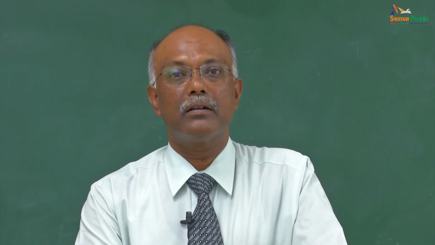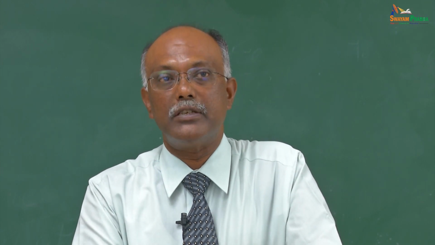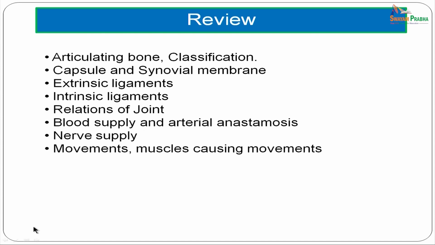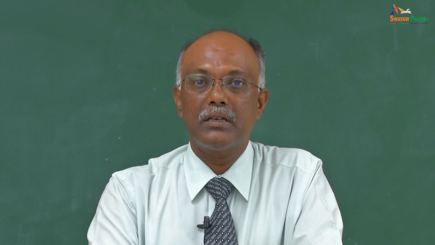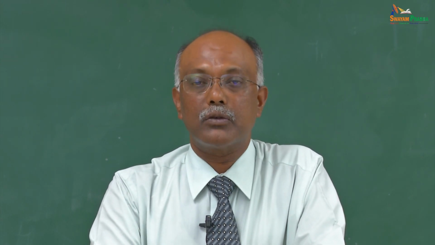Now let us have a quick review of what we have studied so far about the knee joint. We studied earlier in the lesson about the articulating bones, which are the lower condyles of the femur and the upper condyles of the tibia. We have seen the classification of the joint, and we classified the knee joint as a complex bicondylar joint, and it can also be called a modified hinge joint. We have seen the attachments of the capsule and the synovial membrane. We have seen the various extrinsic ligaments, which include the ligamentum patellae, the medial and the lateral collateral ligaments, the oblique popliteal ligament and the arcuate ligament.